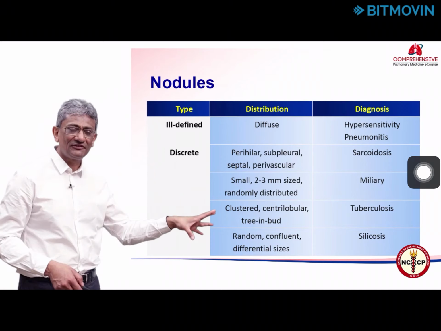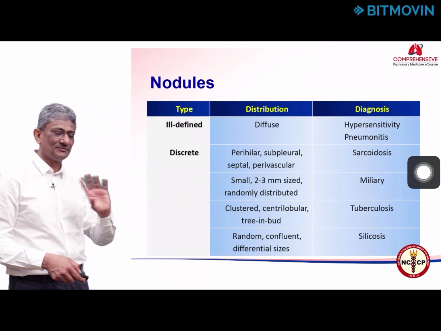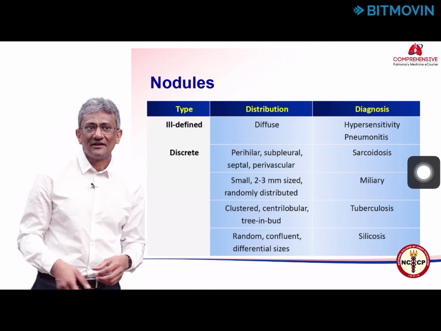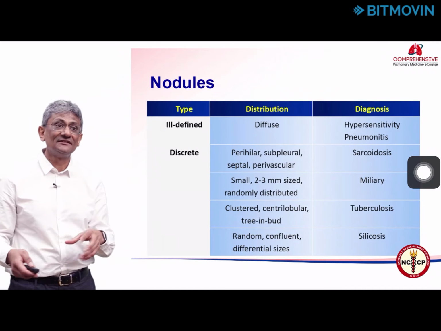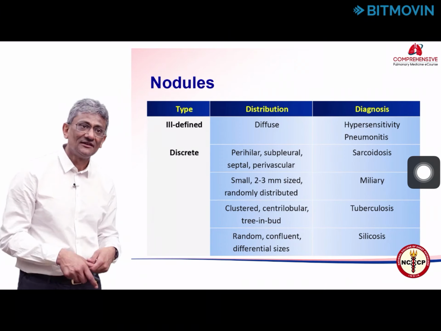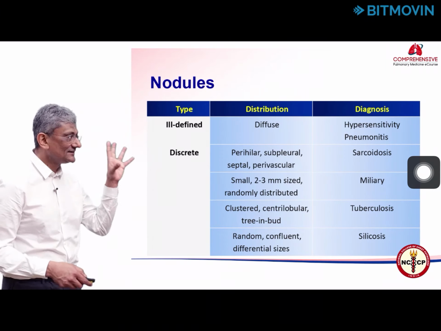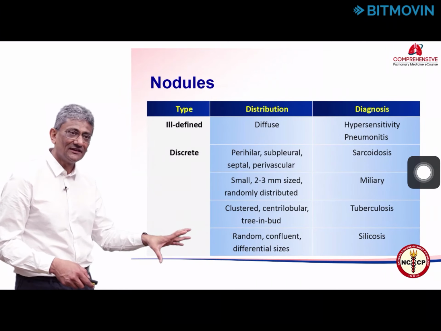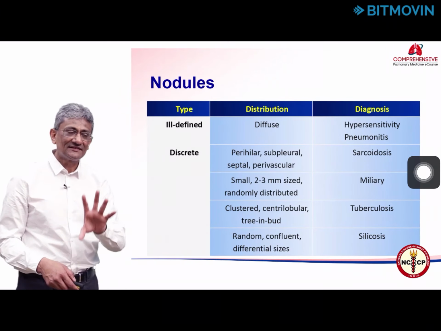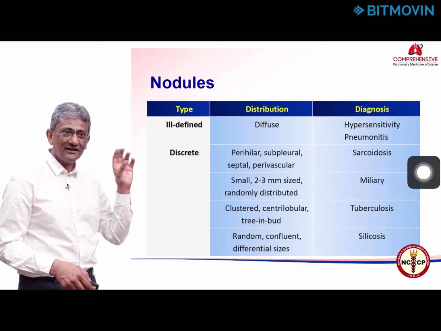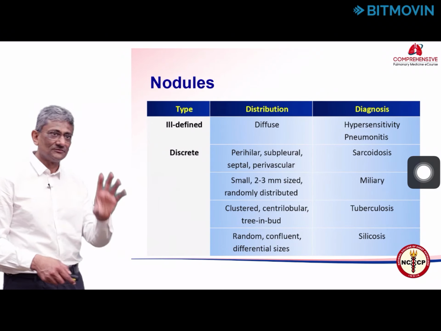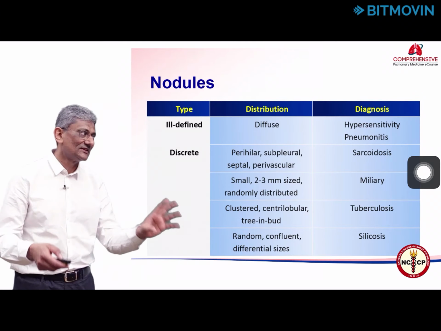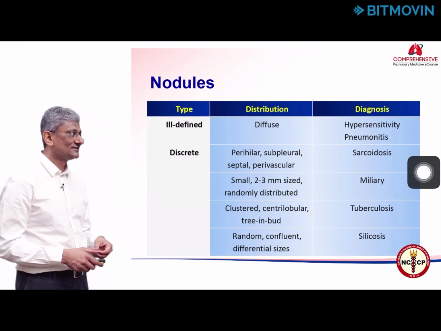So we can put that in a chart. If we have ill-defined nodules that are diffuse, that's typically HP. Rarely you would get it with DIP or as a manifestation of giant cell interstitial pneumonitis with hard metal exposure. If they are discrete nodules, if they are perihilar, subpleural, fissural, then that's sarcoid. If they are small 2 to 3 millimeter size, then that's what we get with miliary, clustered focal centrilobular tuberculosis. And if they are random, confluent, different sizes with exposure to silica, then that's what we get with silicosis.